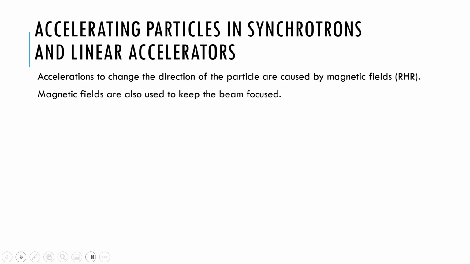Similar to other apparatus that you've seen before, if we are increasing speed by using an electric field, we're going to change direction using a magnetic field. And this change in direction will obey our classic right-hand rule. It's also important to note that we use magnetic fields in these accelerators to keep the beam focused and to keep the particle moving in the exact direction that we want it to.